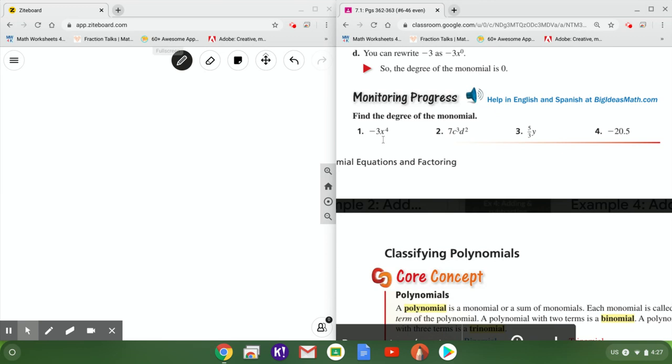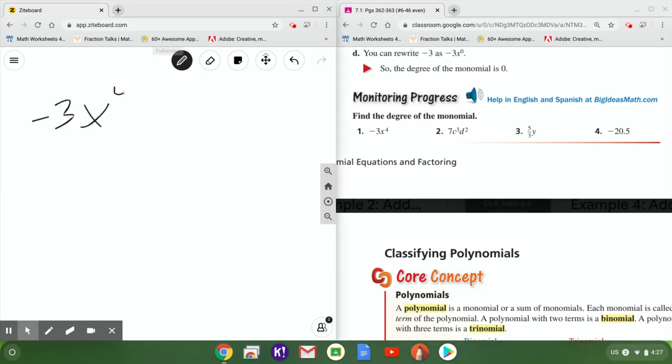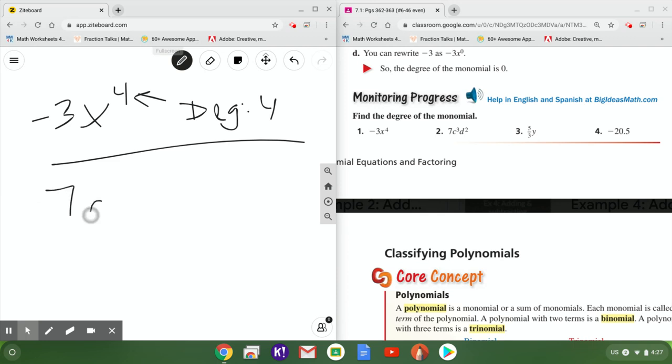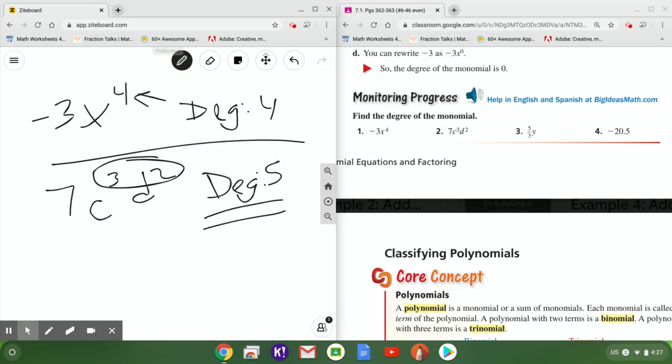Number 1. Has a degree of 4. That's it. Degree of 4. That's all you had to write. Number 2, on this example, see how it says 7, c to the 3, d to the second? There's 2 exponents there. Add them together. The degree is 5. You don't actually add them together in the answer; that's just how you figure out what the degree is. That's all it's asking. Just what is the degree? You're not simplifying or anything.